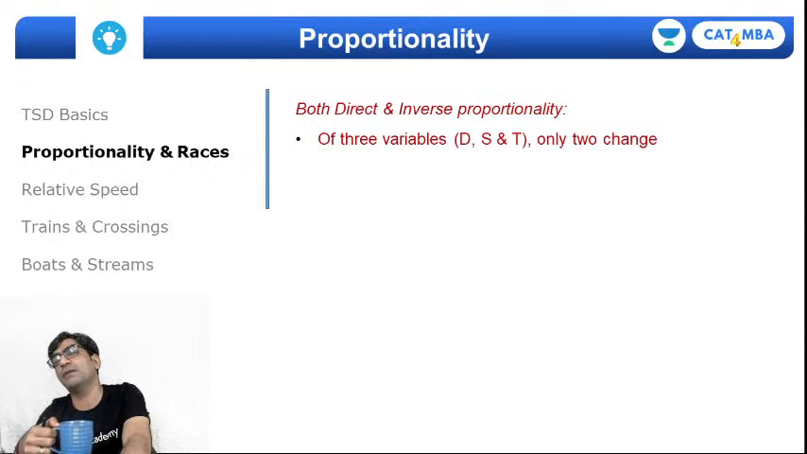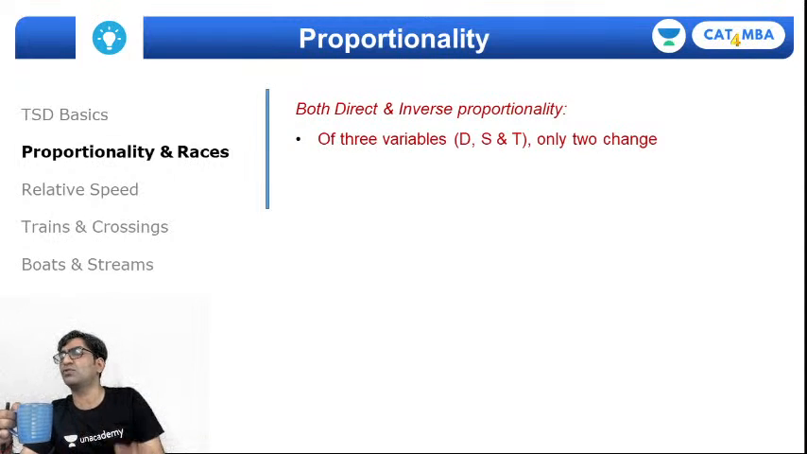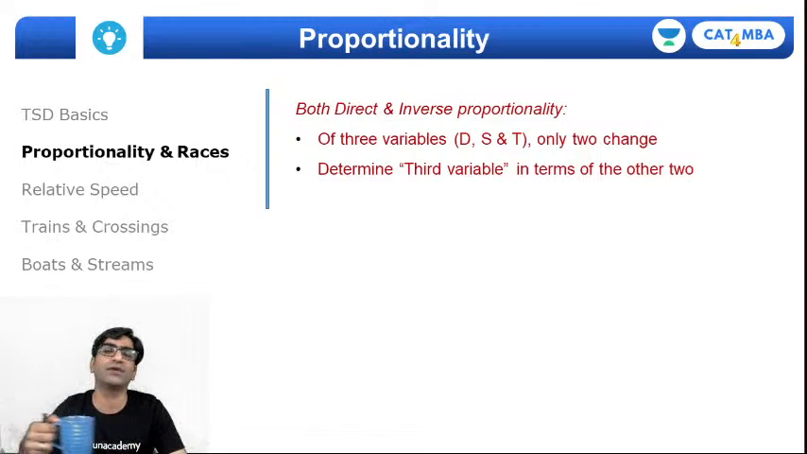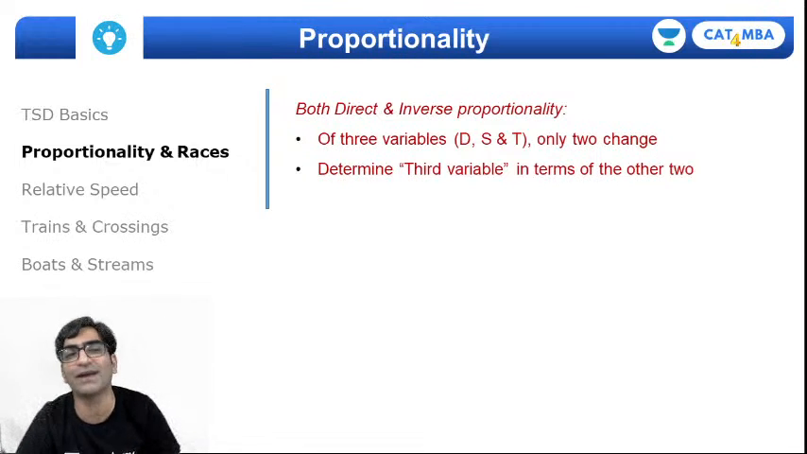Remember, in a problem, how do you use proportionality? You must notice that of the 3 variables, distance, speed and time, one of the variables will not change. In fact, proportionality can only come into play if you have one variable unchanged.